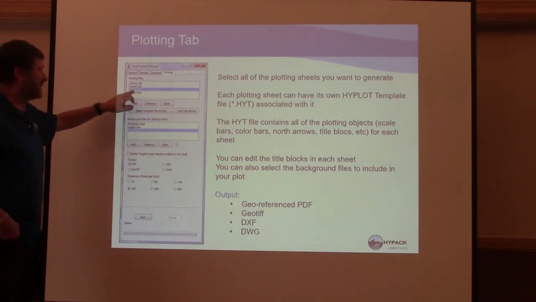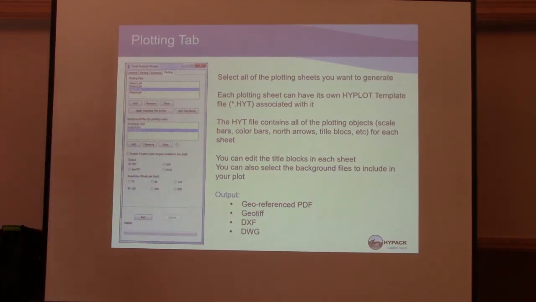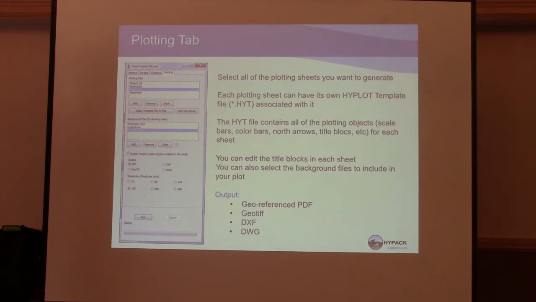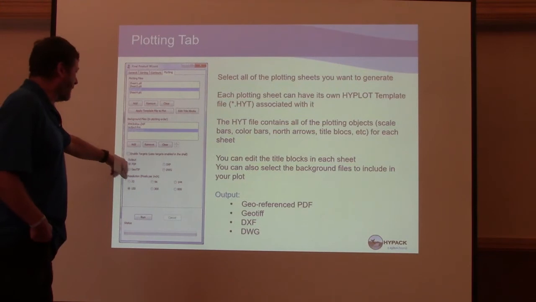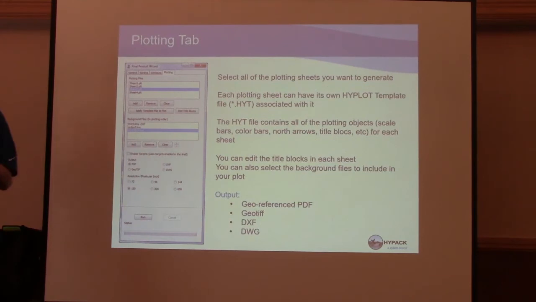And then if any of the templates actually have a title block, you can highlight that and click on the edit title block, so it'll bring up the title block editor. The option here is to enable targets; if you have them enabled in the shell, it'll plot those automatically. And then you have your final output options to PDF, GeoTIFF, DXF, or DWG. And again, the DXF or DWGs are not going to handle raster type images. And then the resolution size for any of the raster type charts you want to do, as far as PDF or GeoTIFF.